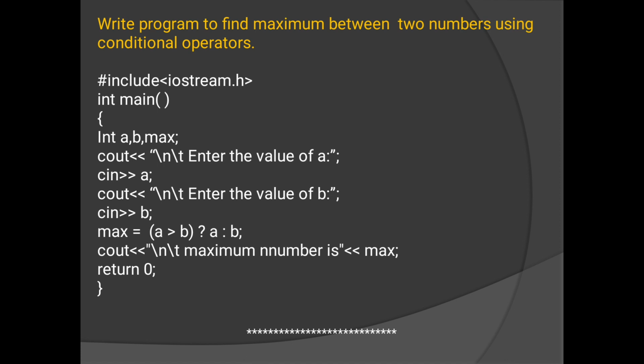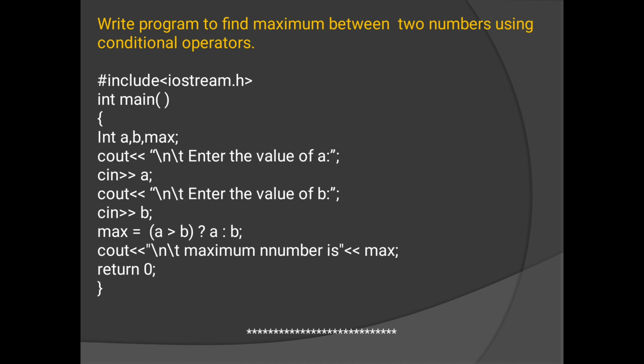And then after that you execute the formula, that is max equals a greater than b. The question mark tests that particular boolean expression, is a greater than b. Since you are entering the values of a and b, those will be tested. If a is greater, the a value will be stored in max. Otherwise, the colon denotes the else part. If it is false, the b value will be stored in max. So max is your third operand or third variable.